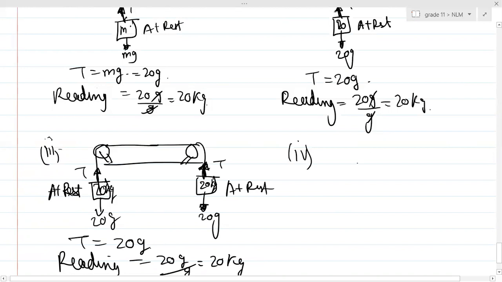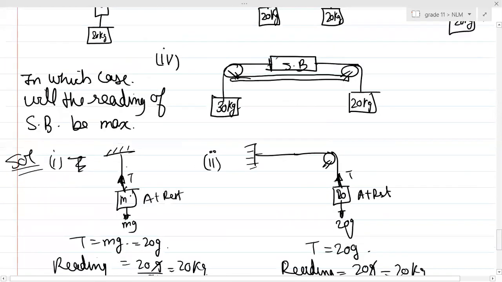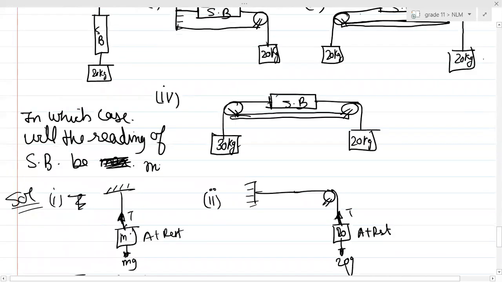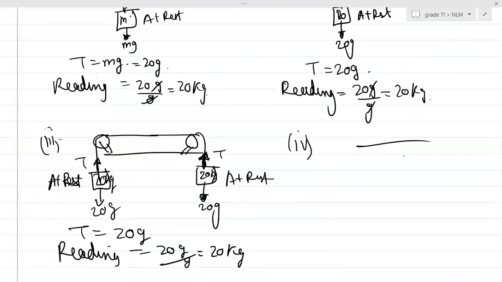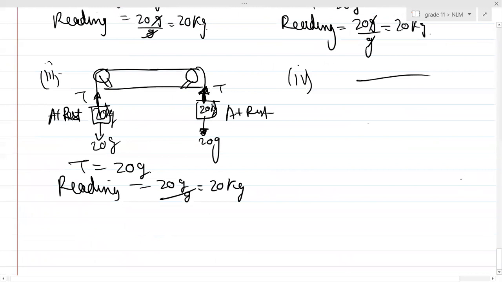In the last question, it will be, oh, so this was not maximum, it was minimum. So in the last question, it will be like.